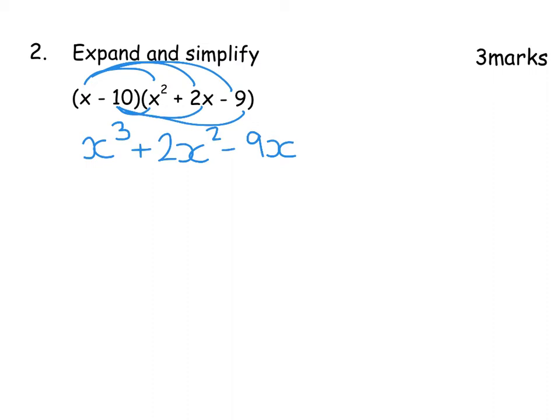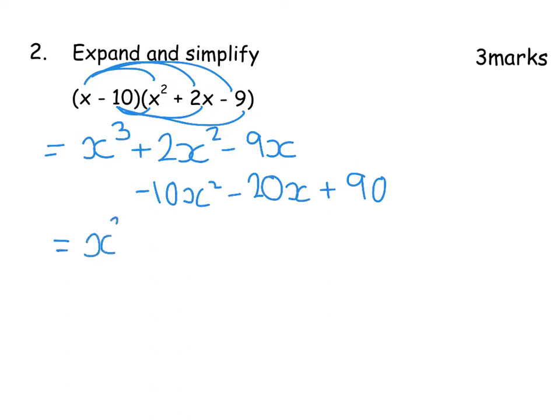And a wee tip here is when I do this, I don't do it as one big long line with 6 terms. I kind of line it up. So minus 10x squared, I put below my other x squared. Then I would have minus 10 times 2 is minus 20x. And then a minus times a minus gives you plus 90. And it just lines up really nicely so that you can then tidy up a wee bit easier.